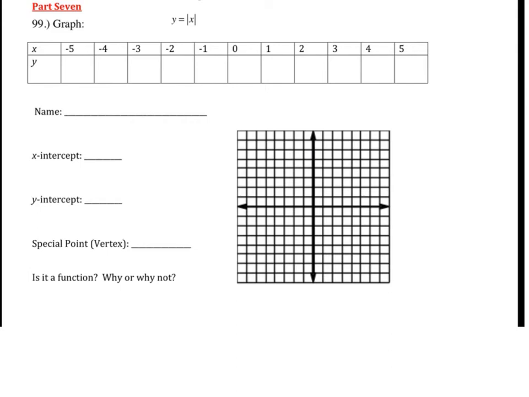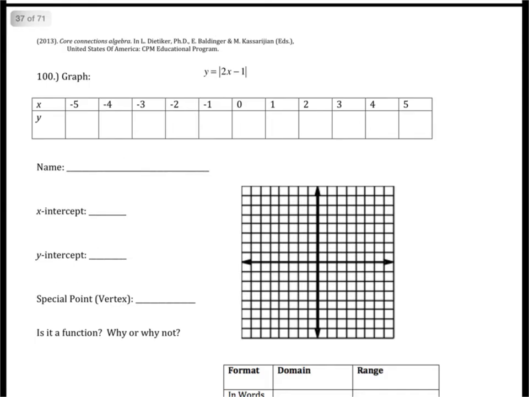Welcome to Chapter 4, Part 7. We're going to talk about the absolute value function in this section. We're going to skip example problem 99 and go on to 100. You'll come back, though, and do problem 99 after we've looked at how to do these problems.